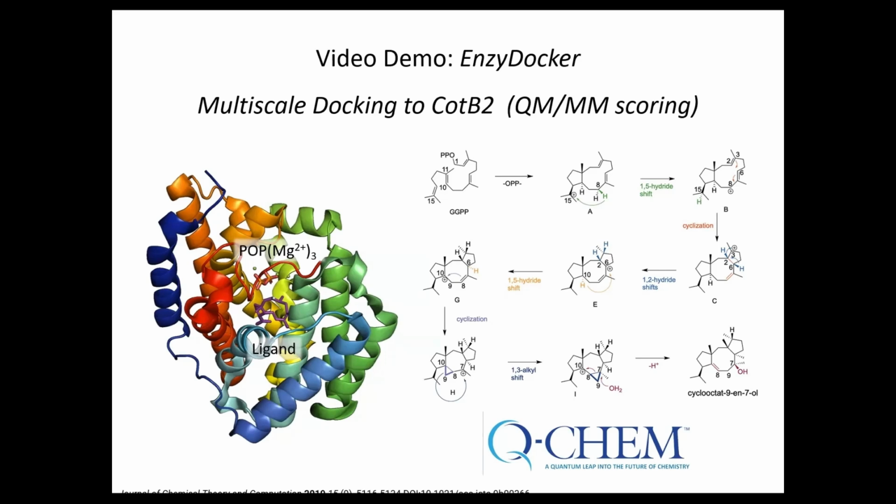The substrate is GGPP, and in a series of carbocation reactions, it transforms into cyclooctat-9-en-7-ol in 11 distinct chemical steps, which is converted to cyclooctatin via a series of additional enzyme reactions. In this video, we'll demonstrate how to set up a docking campaign of key intermediates in this reaction.